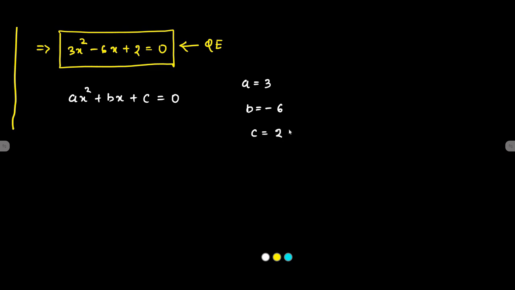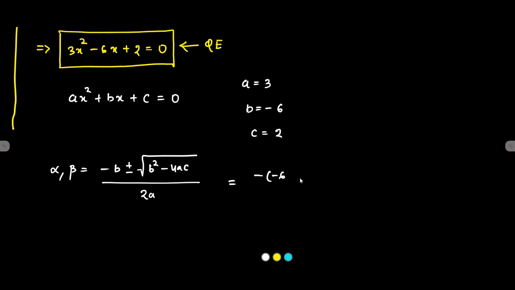Okay, so the roots of the quadratic equation will be, as per the quadratic formula, minus b plus minus root over of b square minus 4ac by 2a. b square minus 4ac is the discriminant, which is represented as D. So directly we'll put the values: minus b, so it is minus of minus 6, plus minus root over of minus 6 whole square minus 4 into 3 into 2, by 2a, which is equal to 2 into 3.